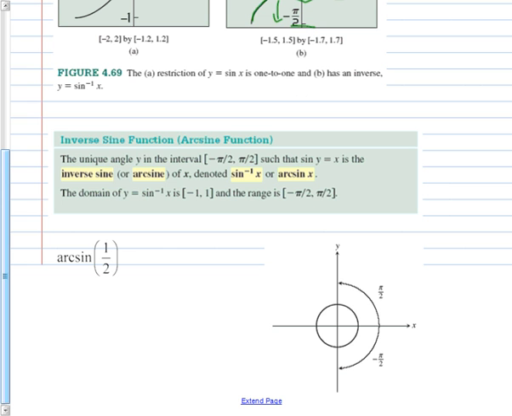The unique angle y in an interval between -π/2 and π/2, such that sine of y is x, sine of the angle equals my number. If I'm going to find the angle, I take the inverse sine or arc sine, denoted like this. We can write it either way. So it might look like that, and my domain has to be numbers between -1 and 1, and my answers are going to be between -π/2 and π/2.